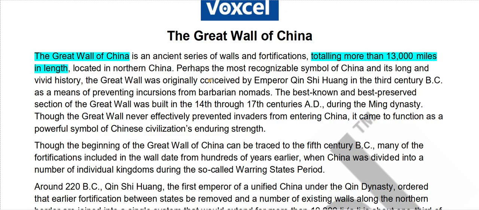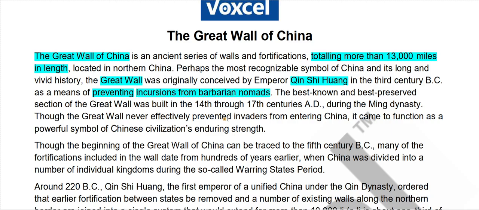Okay. Perhaps the most recognizable symbol of China and its long and vivid history, the Great Wall was originally conceived by Emperor Qin Shi Huang. So this is our keyword. In the 3rd century BC, as a means of preventing incursions from barbarian nomads. So this particular emperor made the Great Wall. Why? Because he wanted to prevent incursions, meaning invasions, from barbarian nomads.